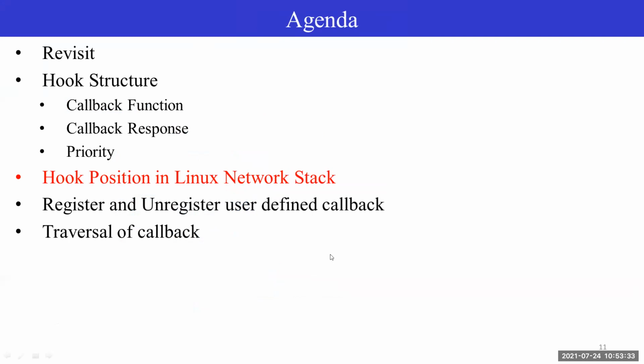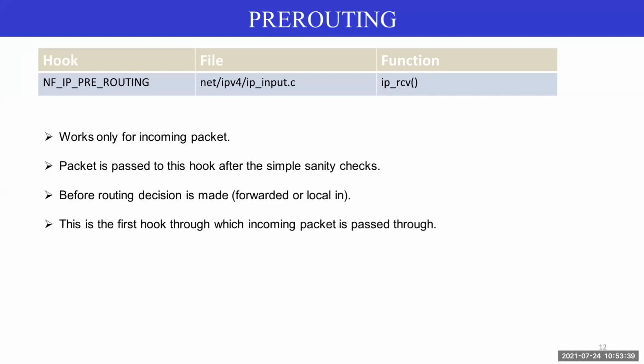So then let us check the hook positions in the Linux standard network. The first hook point we all know is pre-routing. This is for incoming packets only. For outgoing packets, this hook point is not called, or whatever callback functions are associated with this hook point are not getting called.